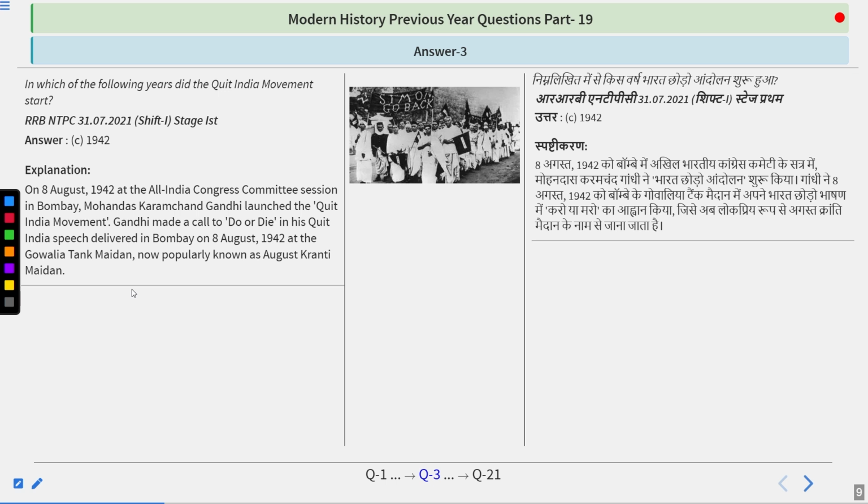If we talk about the word Quit India, this word was given by Yusuf Meherally, and Do or Die was the slogan given by Mahatma Gandhi. This was a leaderless movement, as after the start of this movement on 8th August 1942, the Britishers launched Operation Zero Hour, under which all the major leaders of the Congress who were leading this movement were arrested. That is why this movement had become a leaderless movement at that time, not like the non-cooperation movement. So do remember, the answer is 1942.